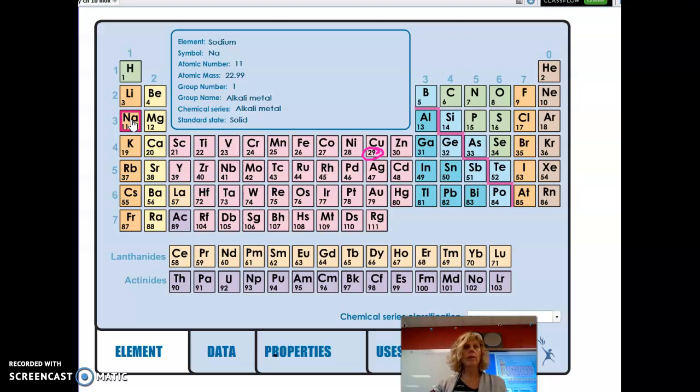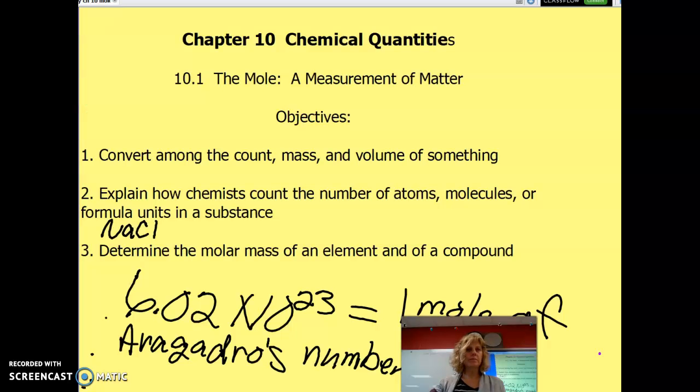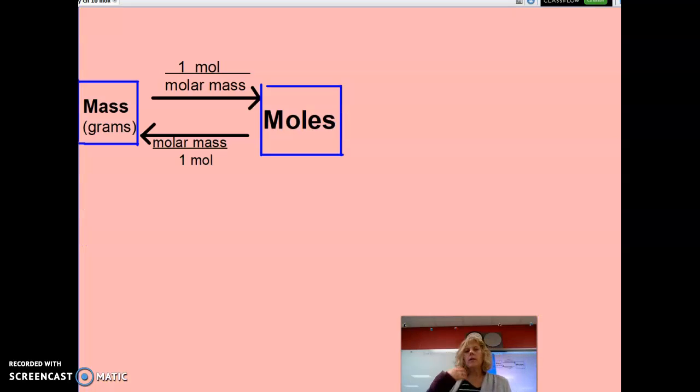So if I look at sodium, the atomic number is 11, but the atomic mass is 22.99. I would round that to 23, so 23 atomic mass units. But if I have 23 grams, then I have 1 mole. And also remember from last week, we said that 1 mole is equal to this really big number called Avogadro's number, 6.02 times 10 to the 23rd. So for today, we're just going to go through some molar conversions.